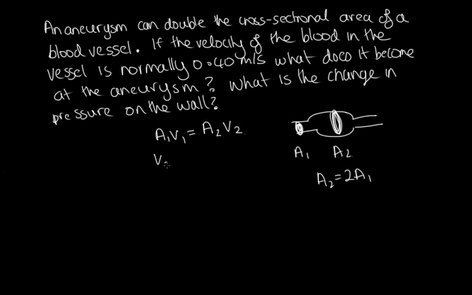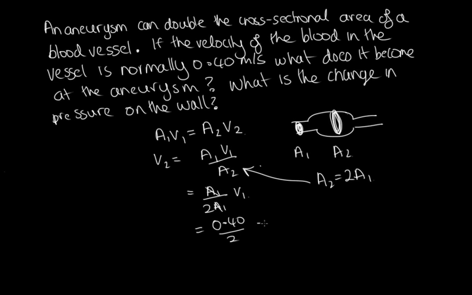So we've got that the velocity in the aneurysm is equal to A1 V1 on A2. And now we'll substitute this in here. So we've got A1 on 2A1 times V1. And so this is equal to 0.40 on 2, which is equal to 0.20 meters per second. So we've now calculated the velocity of the blood through the aneurysm.